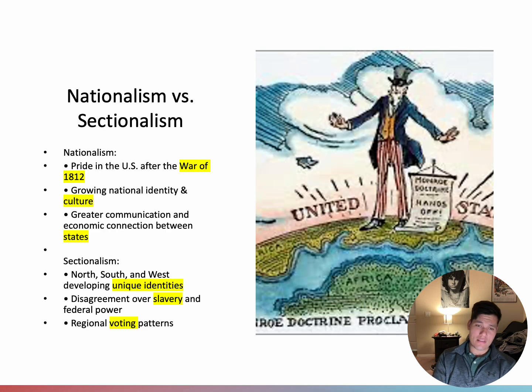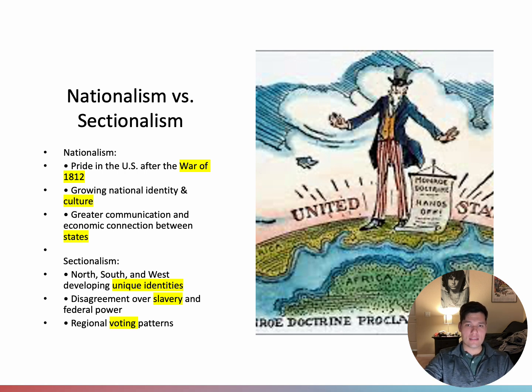In this slide, we're going to be talking about nationalism versus sectionalism. After the War of 1812, which we've been talking about a lot recently, nationalism, basically pride in the country, was on the rise. A growing sense of national identity and culture emerged, and there was better communication and economic links between the states. However, we also see sectionalism.